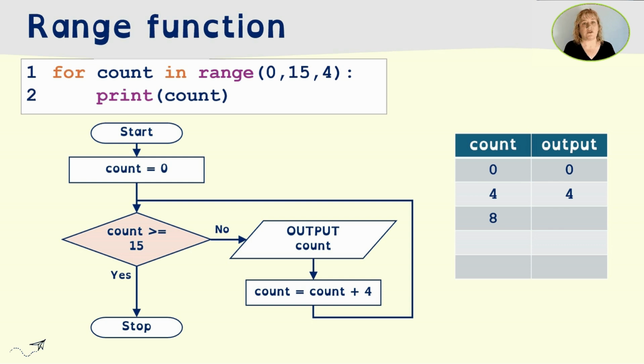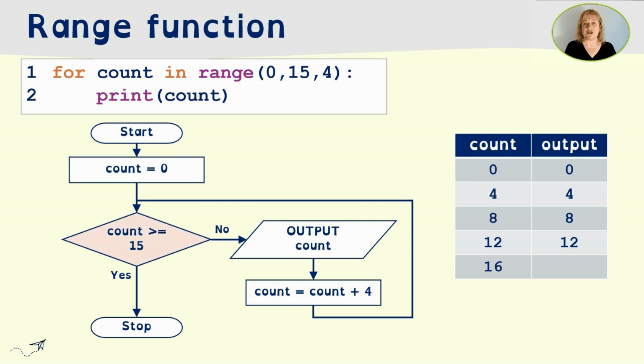No, it's not. Count is only 8. So we output count, which is 8. We add 4 on to count, so that makes it 12. And we check to see if it's greater or equal to 15. No, it's not. So we output count, add 4 on to count. So count now equals 16. But because we're adding that on after the output, it's become 16.